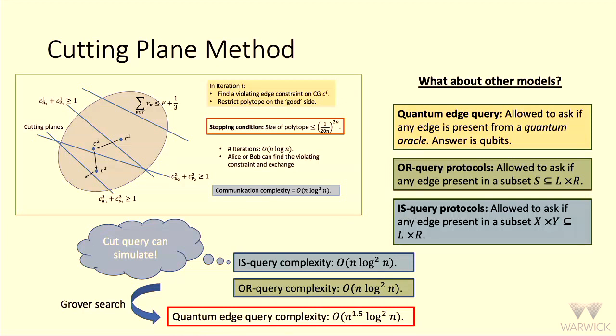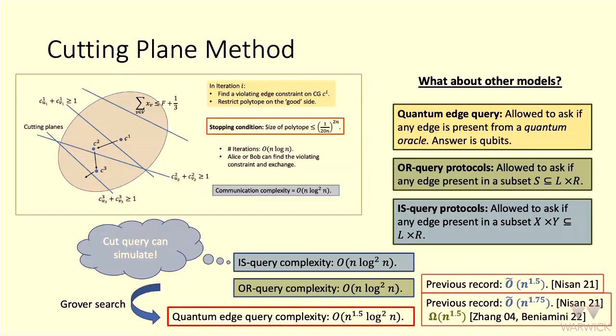This is a weaker version of OR query, but even in this query model, we show that this can be done with the same query complexity. And so once we have this one, we can show that cut query can simulate this. So cut query complexity is also n log square. Right, so this is sort of the bad news that we have right now.